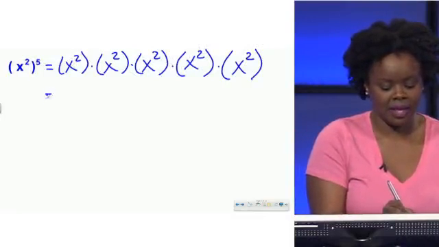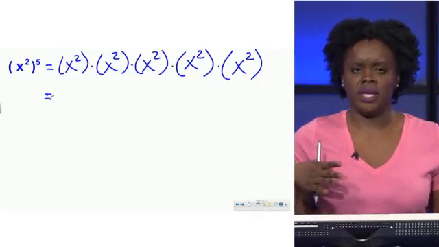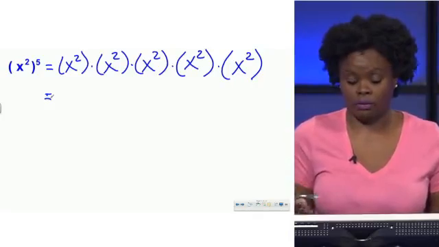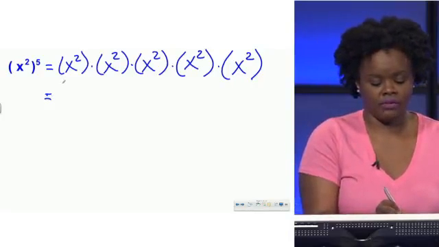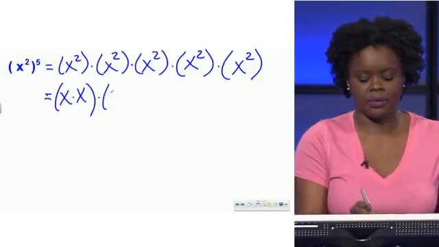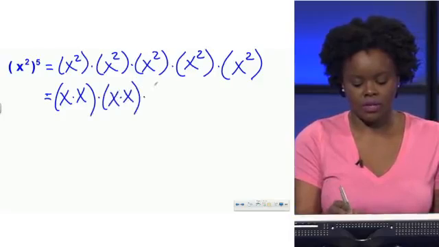Okay, so let's keep going with this. I know that each of those x squared means the same thing as x times x. You're just multiplying x by itself. So for that first x squared, I've got x times x. Same for the second one. Same for the third one, it's another x times x.